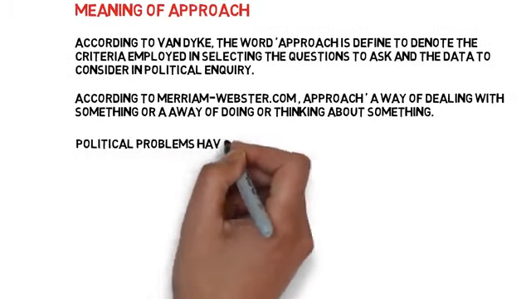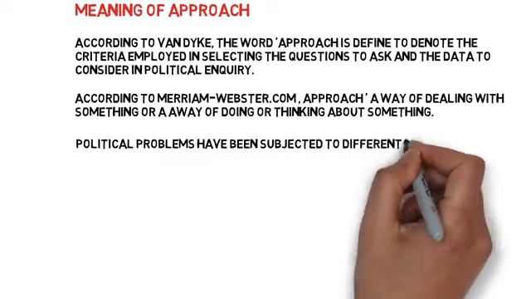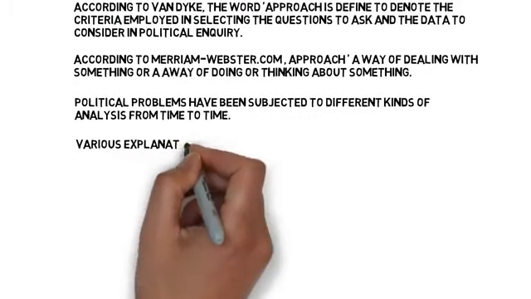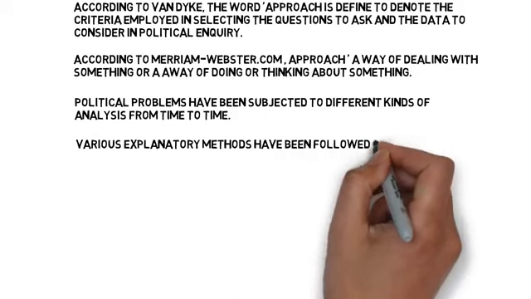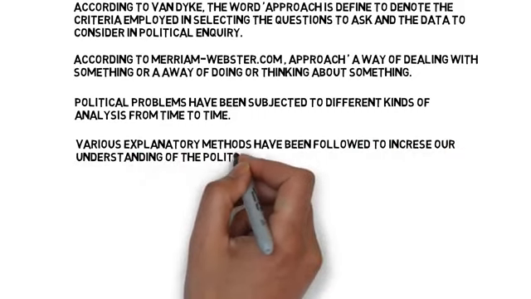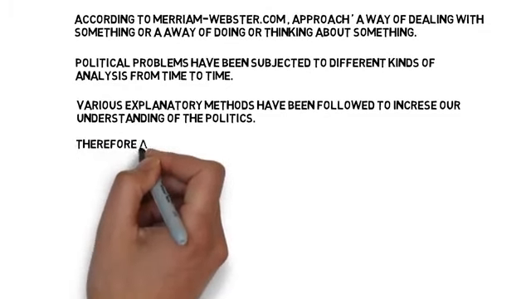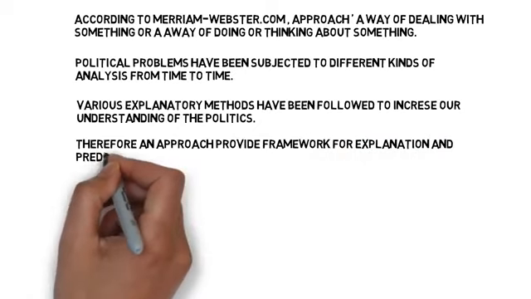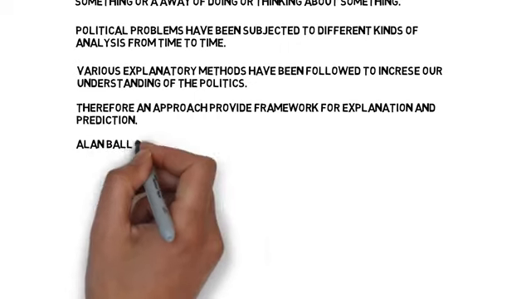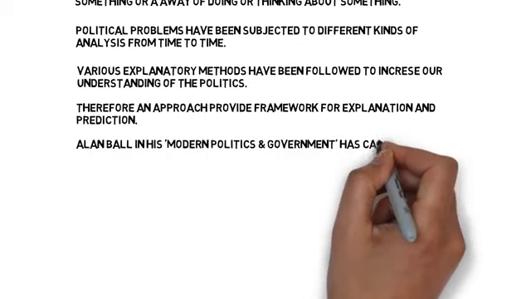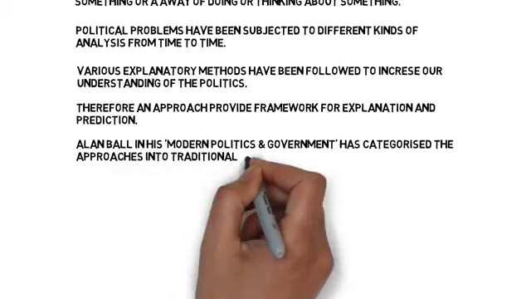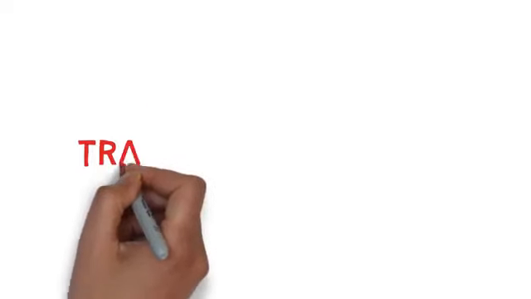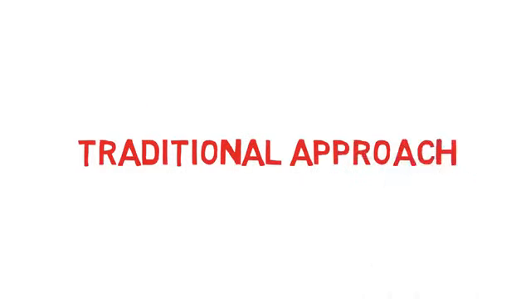Well, political problems have been subjected to different kinds of analysis from time to time. Various explanatory methods have been followed to increase our understanding of politics. Therefore, an approach provides a framework for explanation and prediction. And according to Alan Ball, in his Modern Politics and Government, has categorized the approaches into traditional and modern or new approach. Let's start first with the traditional approach.